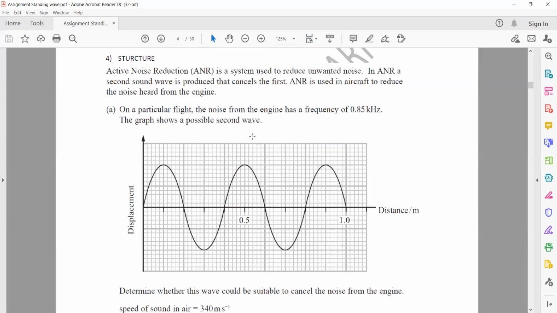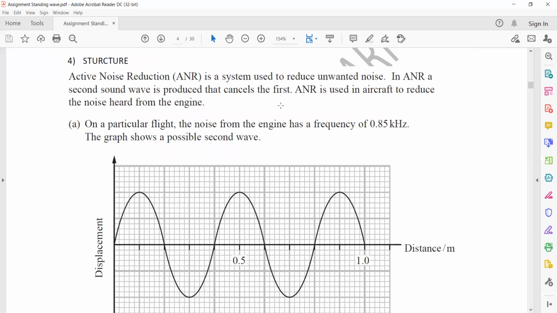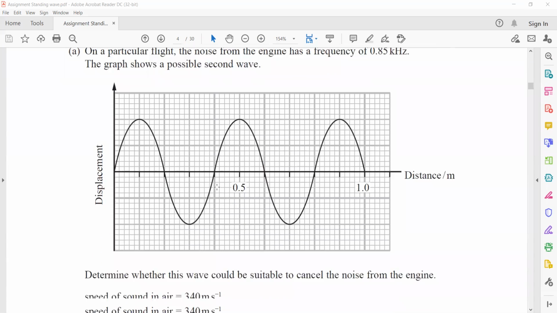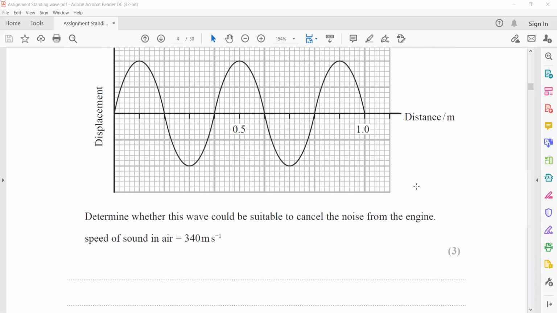The next question, structure question. Active noise reduction, ANR, is a system used to reduce unwanted noise. In ANR, a second sound wave is produced that cancels the first one. ANR is used in aircraft to reduce the noise heard from the engine. On a particular flight, the noise from the engine has a frequency of 0.85 kilohertz. The graph shows a possible second wave. Determine whether this would be suitable to cancel the noise.